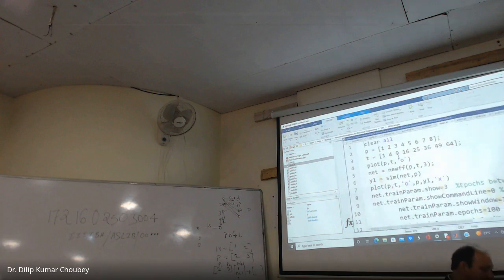You can see that first we plot P comma T, the initial values. Then we put net equals newff(P, T, 3). 3 is the number of hidden layers. We consider a structure P comma T comma S. So here also you can use your input P comma T comma 3. Y1 is sim(net, P). Sim means simulating the network.